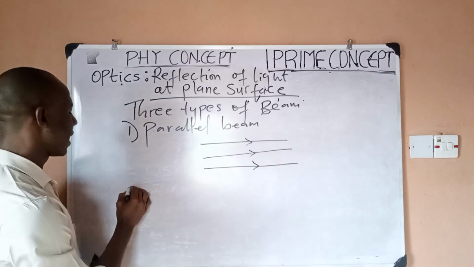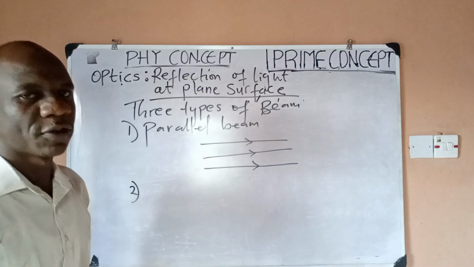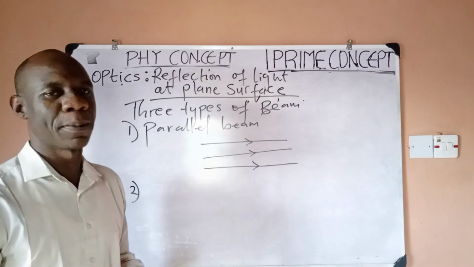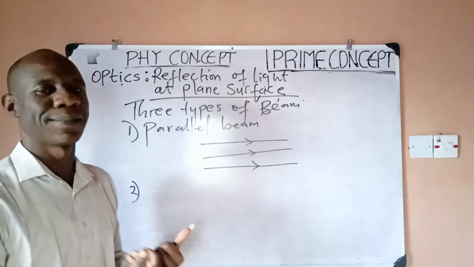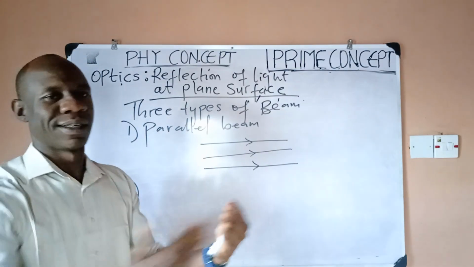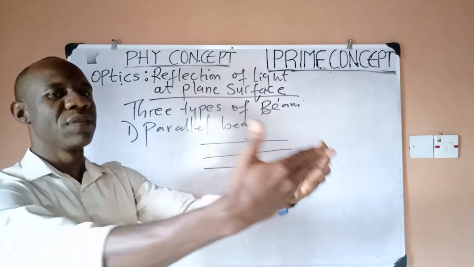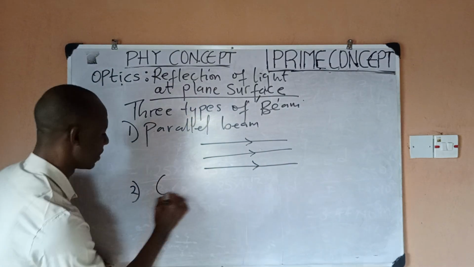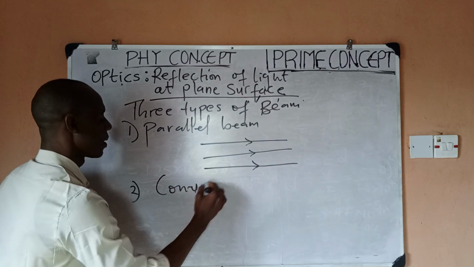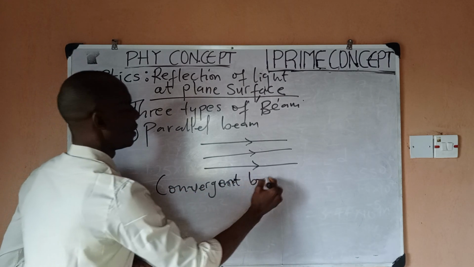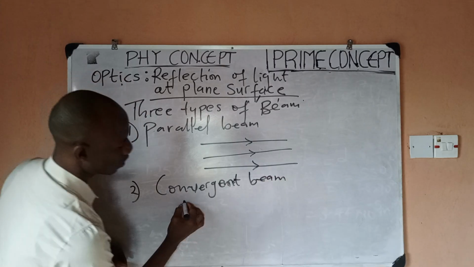Then the number two type of beam we can have is what we call a convergent beam. Convergent beams are rays that would meet at a point. They are rays that travel and will meet at a point. They would converge at a point. So this is what we mean. Convergent beam.